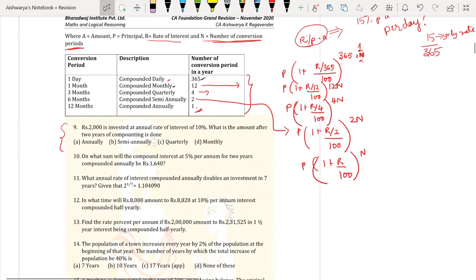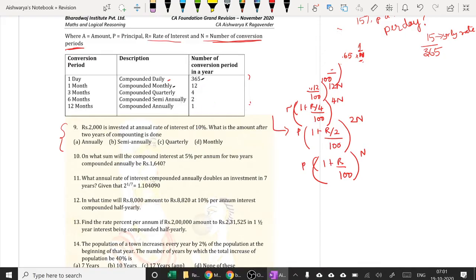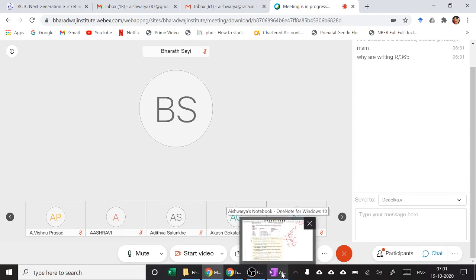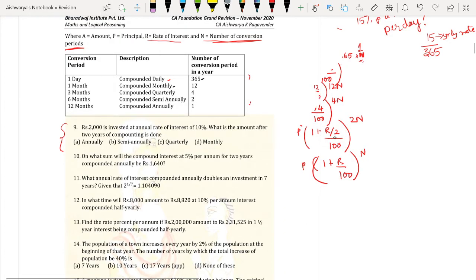So let me erase all these things. Let's start with compound interest problems. One of you can lead it. We have another volunteer now. Maybe Sashank. Let me check if you don't have any static. Yes. Yeah, ninth question.